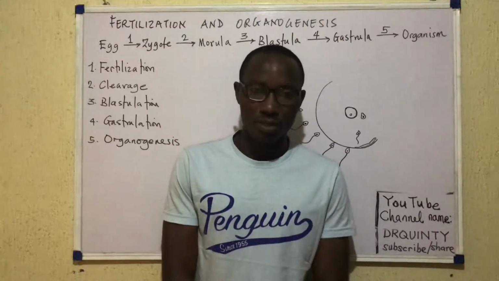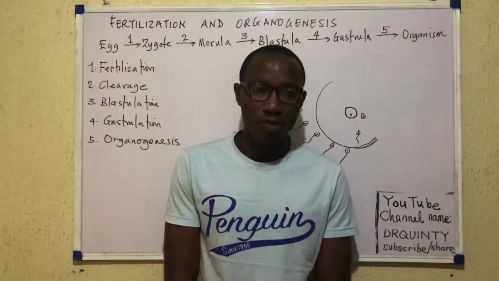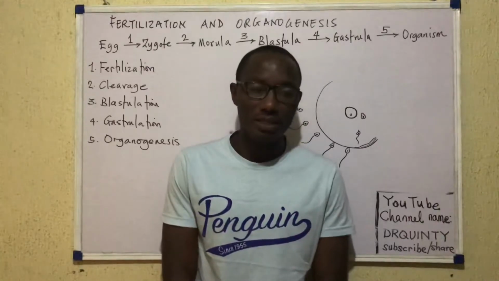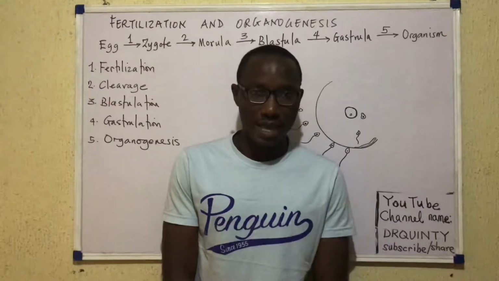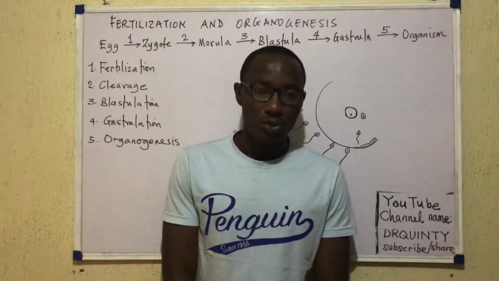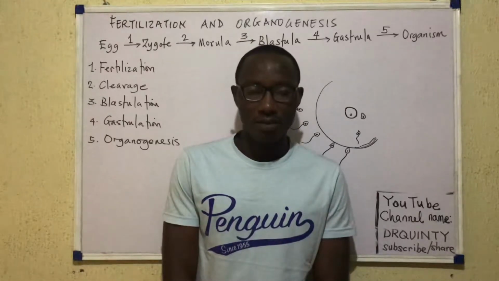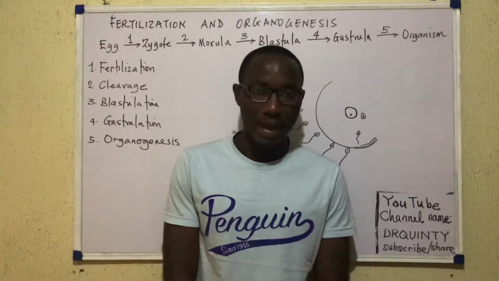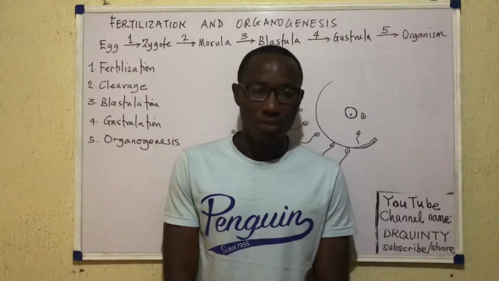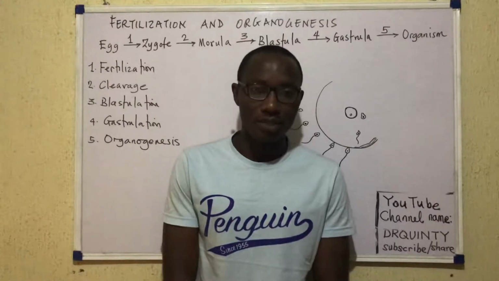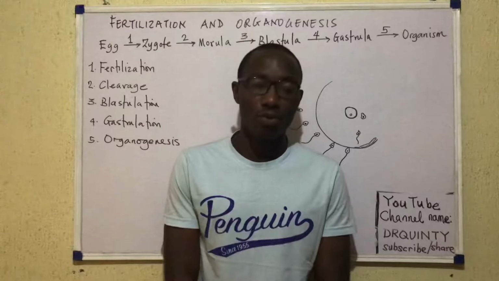Now, straight to business. What is fertilization? Fertilization simply involves the fusion of the male gamete, which is the sperm, and the female gamete, which is the egg or ovum, to form what is called a zygote. Ordinarily, the sperm and the egg are haploid, whereas the zygote is diploid. So fertilization affords the gametes an opportunity to recombine the chromosomes.